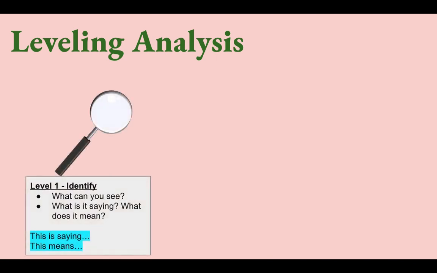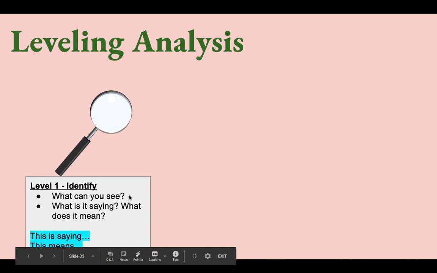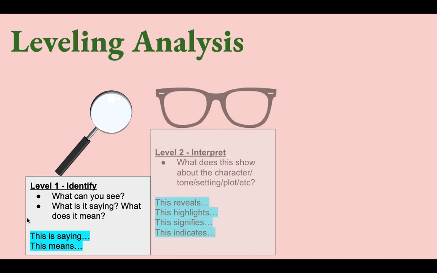So, levelling analysis. Level 1 is identify. What can you see? For example, a literary device like imagery or similes, metaphors, personification. Perhaps you see some really interesting characterization. Then, what is it saying? What does it mean? Here are some phrases you can use to help you. Don't say "this shows." Try to avoid saying "this shows."